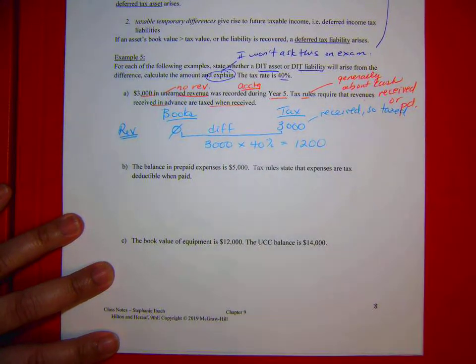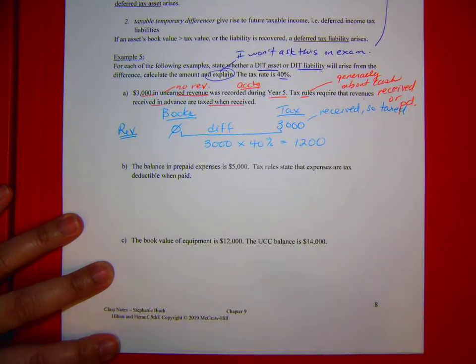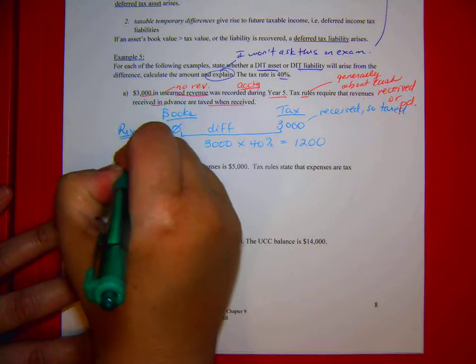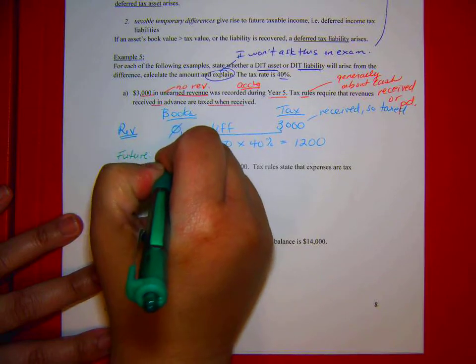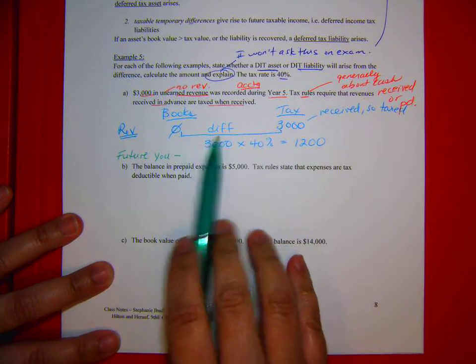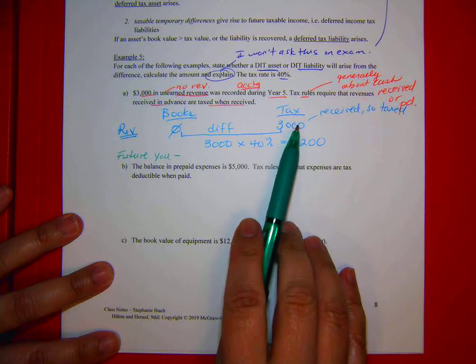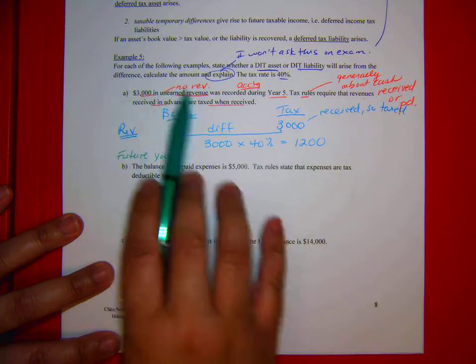So that's the easy part. Then you've got to figure out if it's a DIT asset or a DIT liability. So because we're trying to reconcile accounting income with taxable income, and these differences are going to reverse in the future, you're looking kind of at future you, okay? So future you, compared to now, are you going to pay more tax or less tax on this transaction?